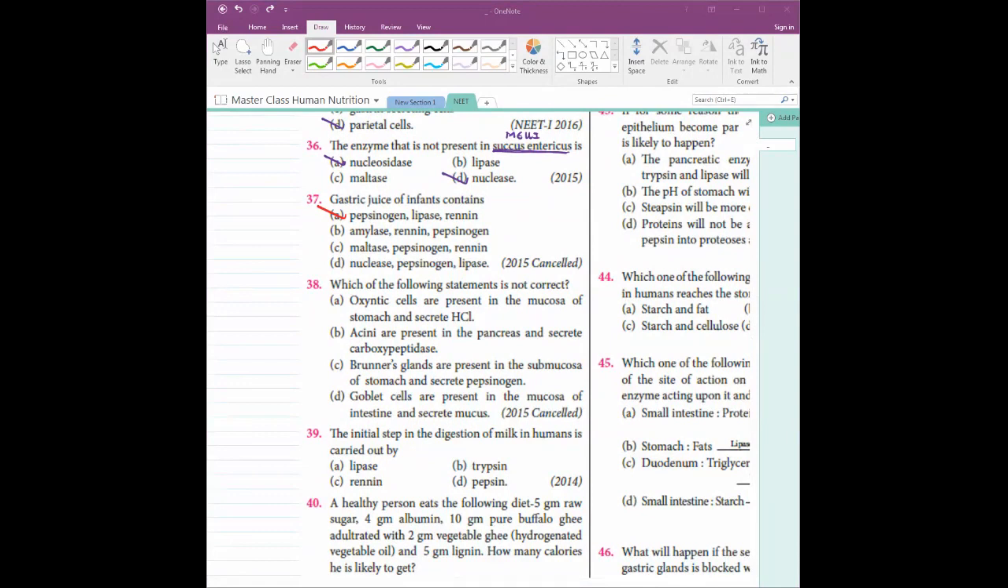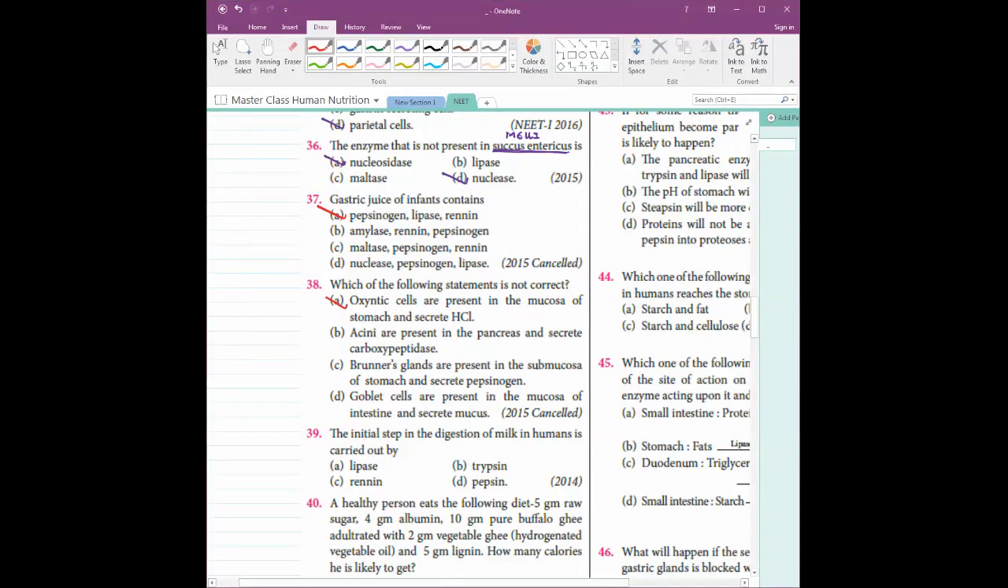Which of the following statements is not correct? We'll have to do this one by one. Oxyntic cells are present in the mucosa of the stomach and secrete HCl. Is this true? Okay, no problem, Sachi. Others, just tell me. Is this right? Yes, this answer is right. This is true. Let's try to see the next one.